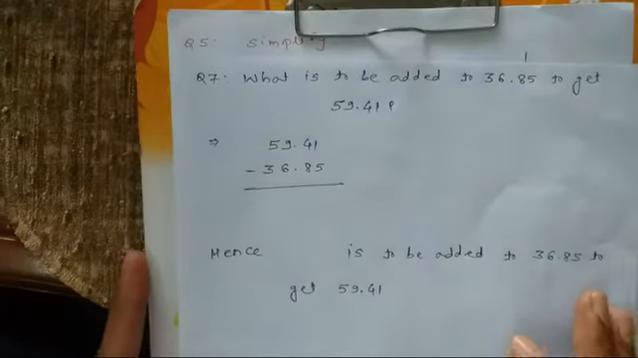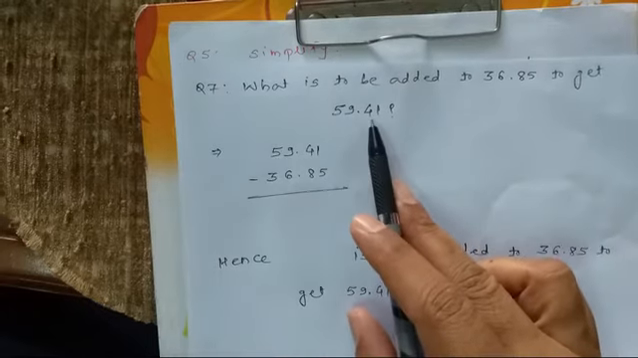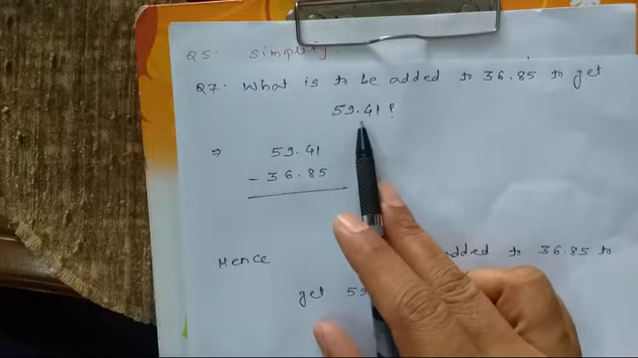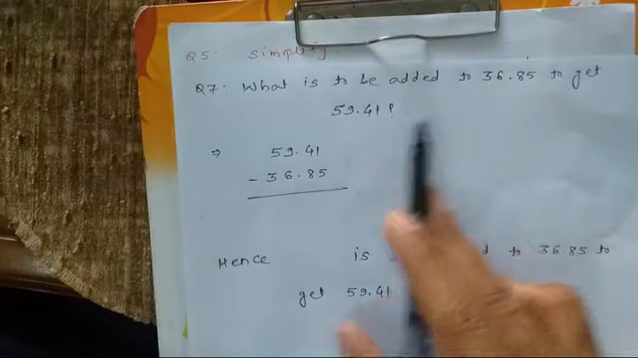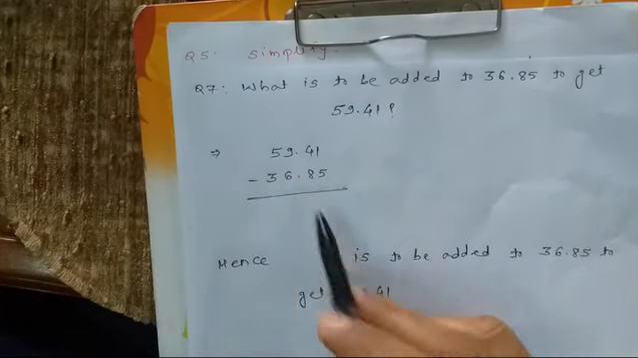Let's see one more question. In question number 7, what is to be added to 36.85 to get 59.41? Means we have to add something to this number so that we will get this number. So to find that required number, we have to take the difference of these two numbers. So let's subtract 59.41 minus 36.85.